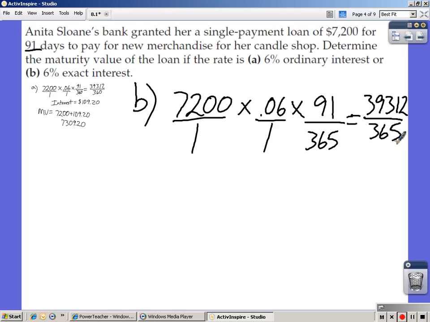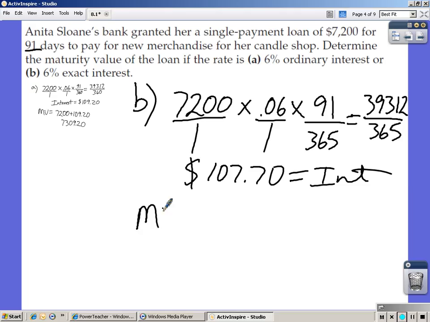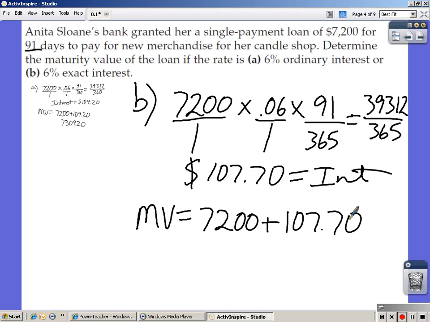39,312 divided by 365 works out to be 107.70. Okay, that's my interest. Now, to find my maturity value, again, take the principal amount, 7,200, plus your interest that you just came up with, 107.70, and you end up with 7,307.70.